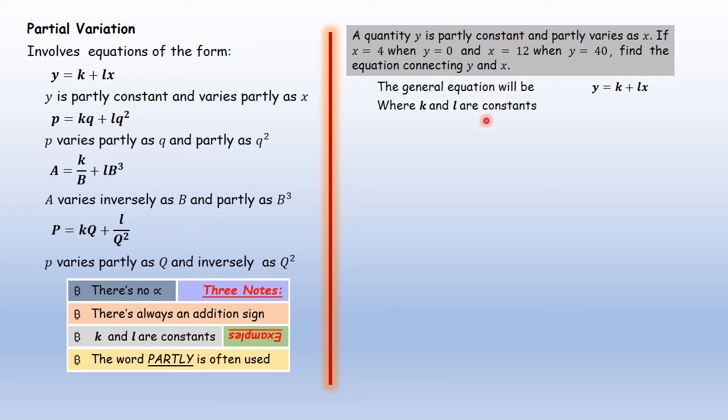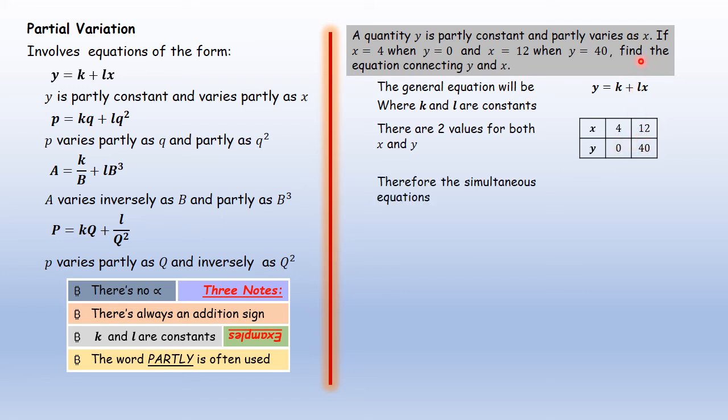Now, k and l are constants in this equation here. Please notice that the variables are y and x. Again, we should also notice that there are two values for both x and y values, and the reason given those ones is because we're going to form simultaneous equations which are going to solve to get the values of k and l. And these are the values of x and y. When x was 4, y was 0. When x was 12, y was 40. We are told that information in the question there.